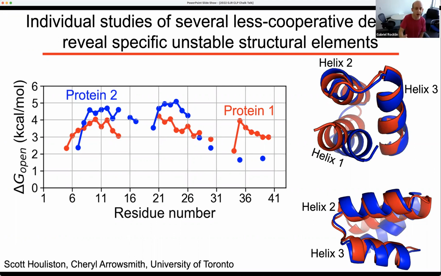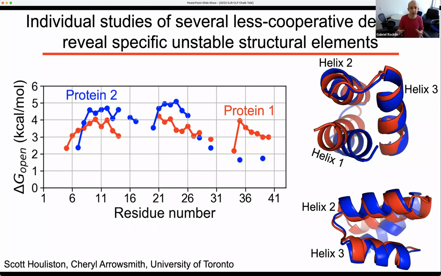Because we're doing NMR, we know which energy is which residue. So in helix 1, the blue protein is more stable than the red protein. And in helix 2, the blue protein is again more stable than the red protein. But in the red protein, helix 3 is basically the same stability as the other two helices, while helix 3 in the blue protein is way less stable. It actually exchanges so fast that we couldn't really measure the opening energies except for these two residues.